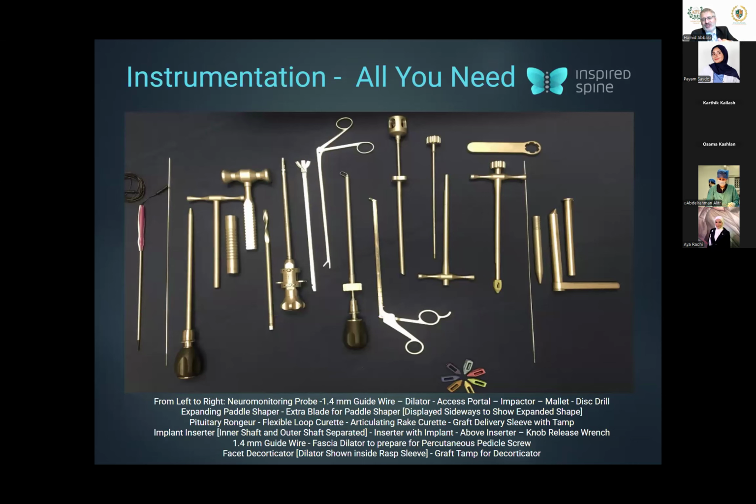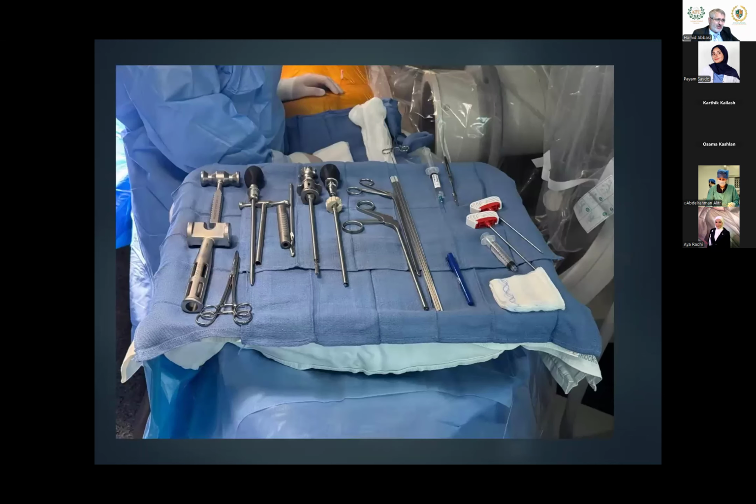You don't need a $1 million robot or a $150,000 annual maintenance fee for a navigation machine or a robot to perform this. What you see here is all that you need. And that is why I'm proud to provide this to the rest of the world, where in any small hospital anywhere in the world, you can do this surgery.